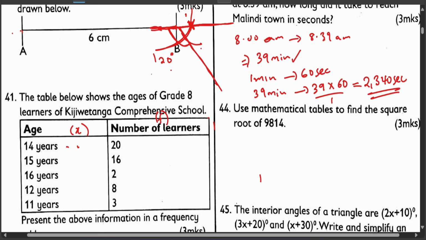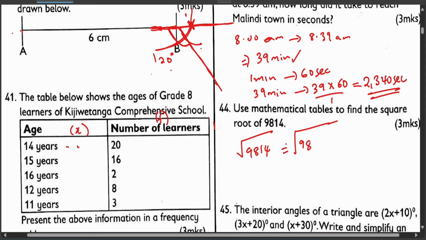For question 44, it says use mathematical tables to find the square root of 9,840. Now for this type of question, if you write it in standard form, 9.84 times 10 raised to power 3, now there's no square root of 10 power 3. There's no square root of 1,000. So therefore, you won't write in standard form for this question, but you write another way of standard form. A number which can be found on the 4-figure table.